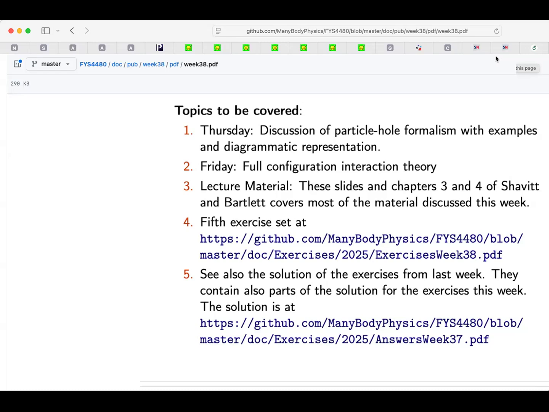You actually did that in the exercises in the second week when you had this 2 to 3 level system, which you could diagonalize exactly. That is actually a precursor to full configuration interaction theory. But we are going to go through the details tomorrow and also next week.